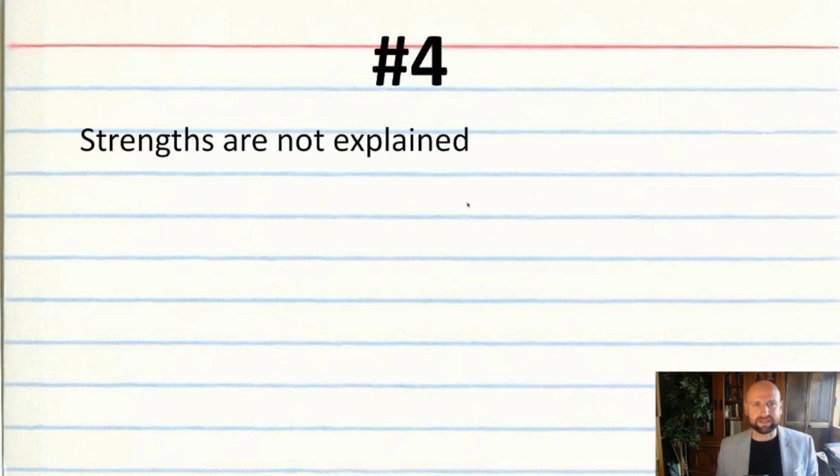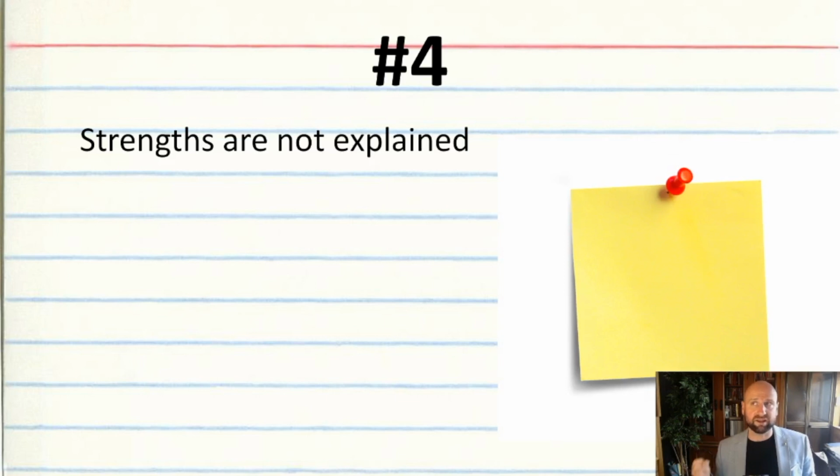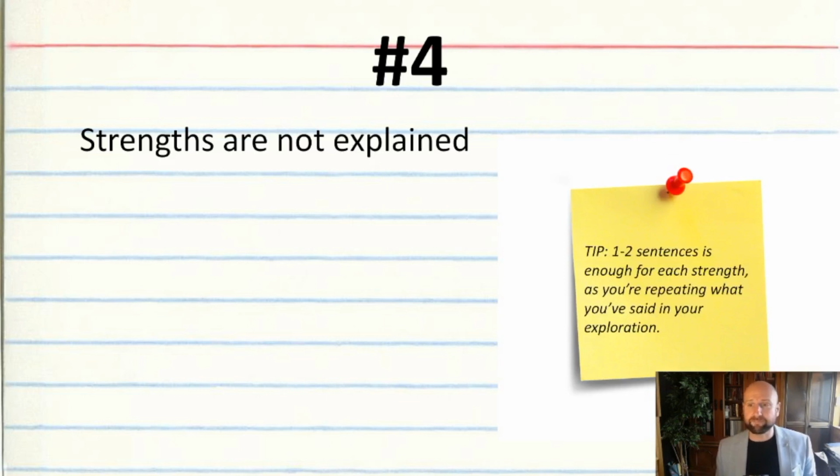Number 4 mistake, the strengths are not explained. So often when we think about the evaluation, most people just focus on the limitations, but actually you have to explain the strengths of the design, the sample, and the procedures as well. Now, I would say 1 to 2 sentences is enough, and the reason why you can focus more on the limitations and less on the strengths is a couple of reasons.